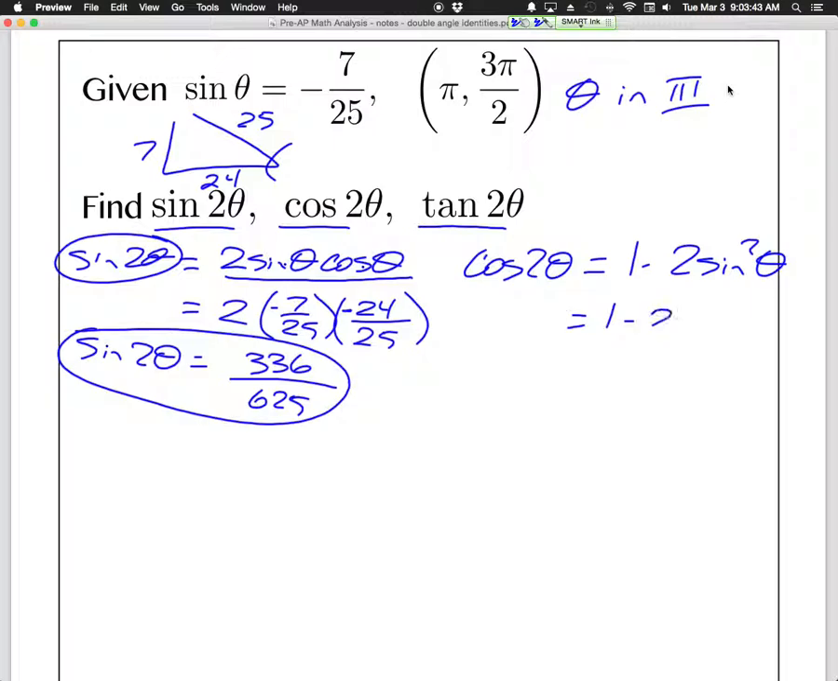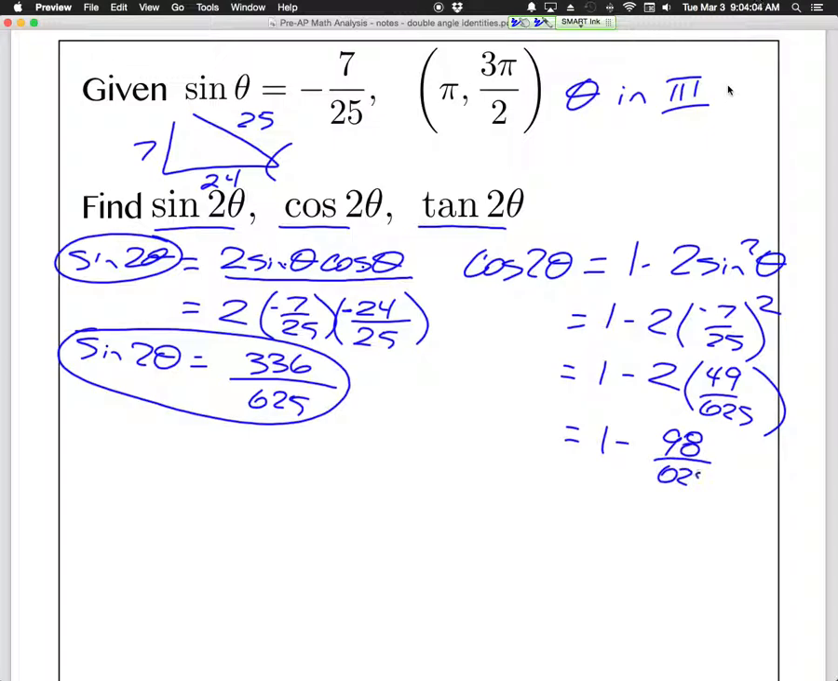So I have 1 minus 2 times negative 7 over 25 squared. So I get 1 minus 2 times... if I square that, that's 49 over 625. If I multiply by 2, that's 98. So I have 1 minus 98 over 625.